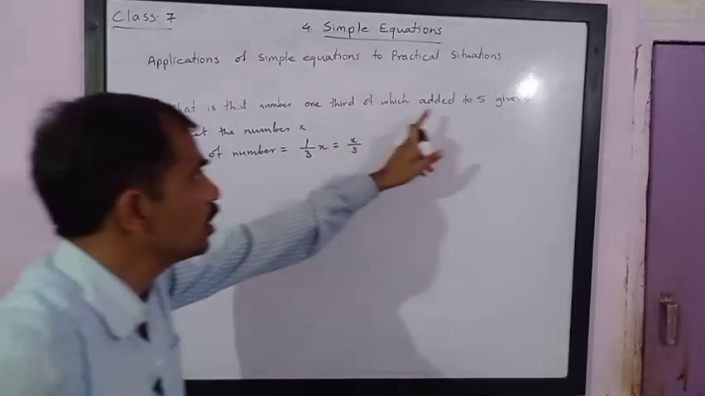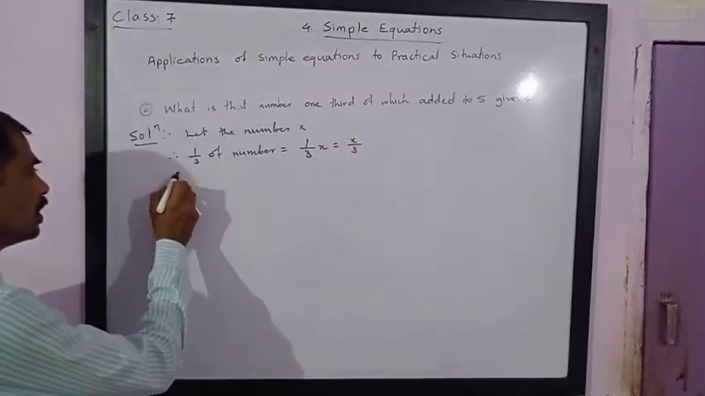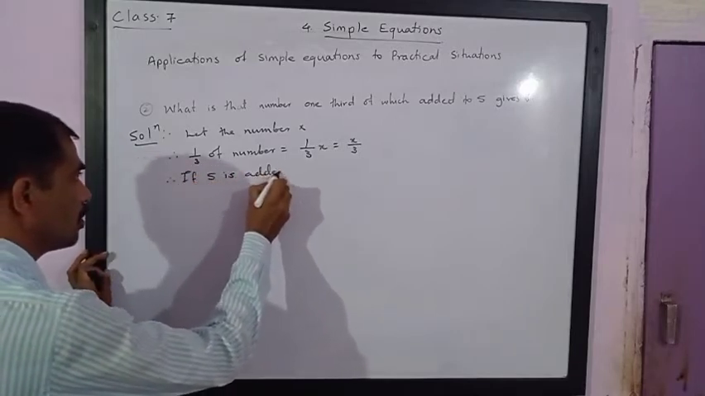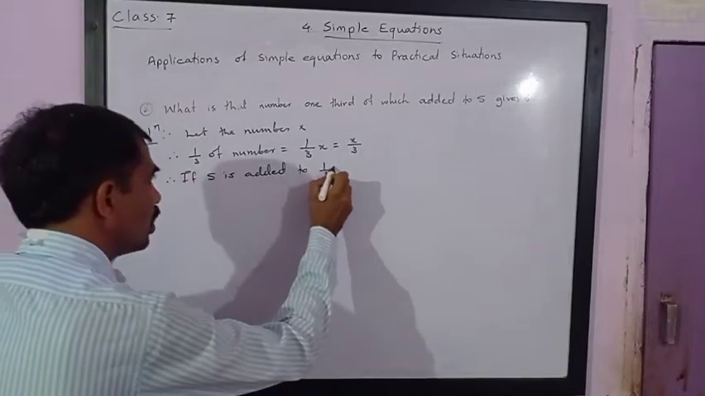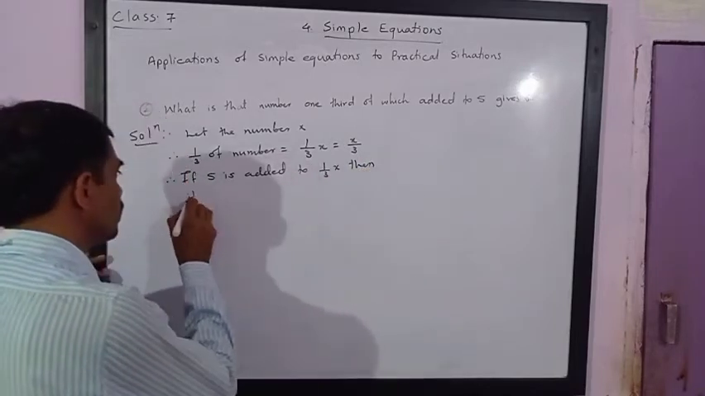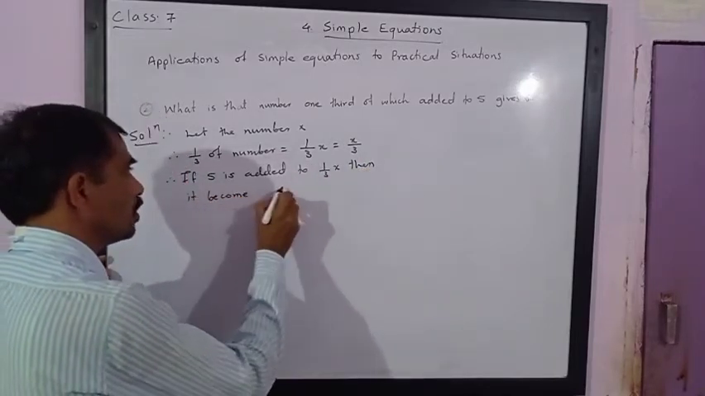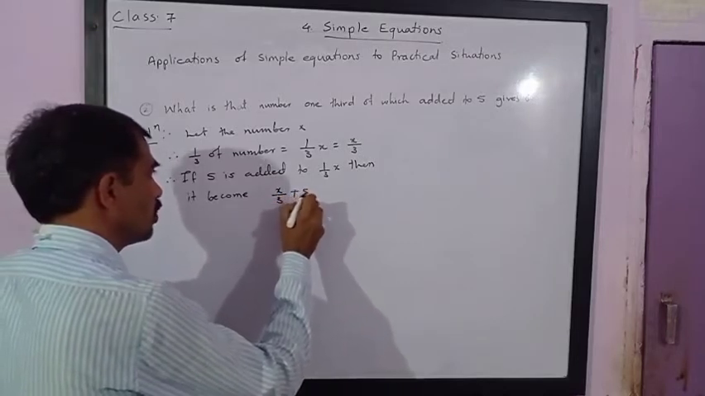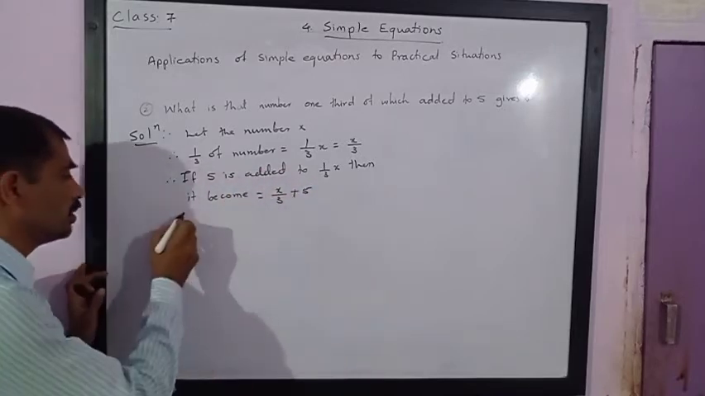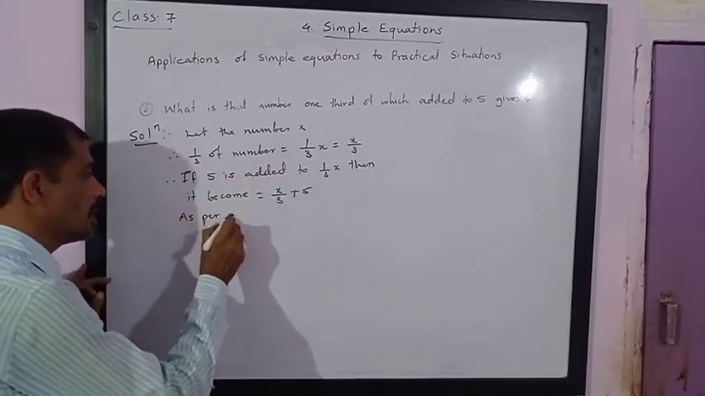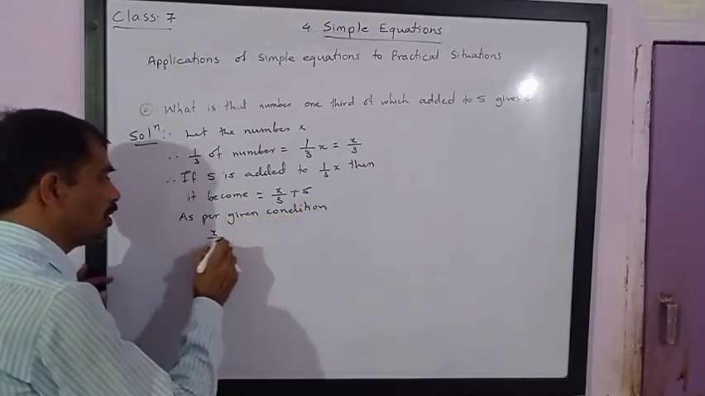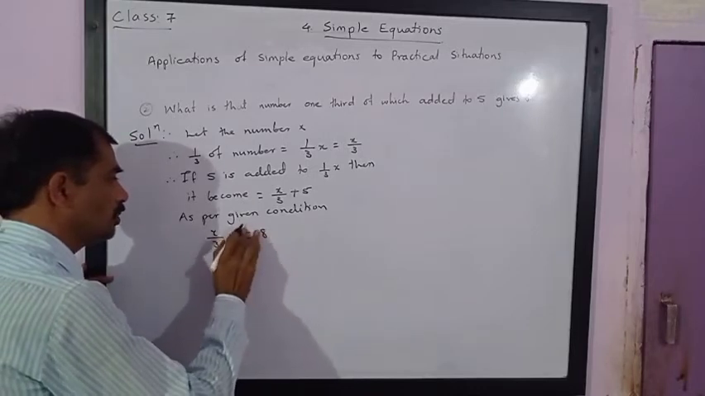Now this is added to 5. So if 5 is added to 1/3 x, it becomes x upon 3 plus 5. Now it gives 8, which means this is equal to 8 as per the given condition. So x upon 3 plus 5 is equal to 8.